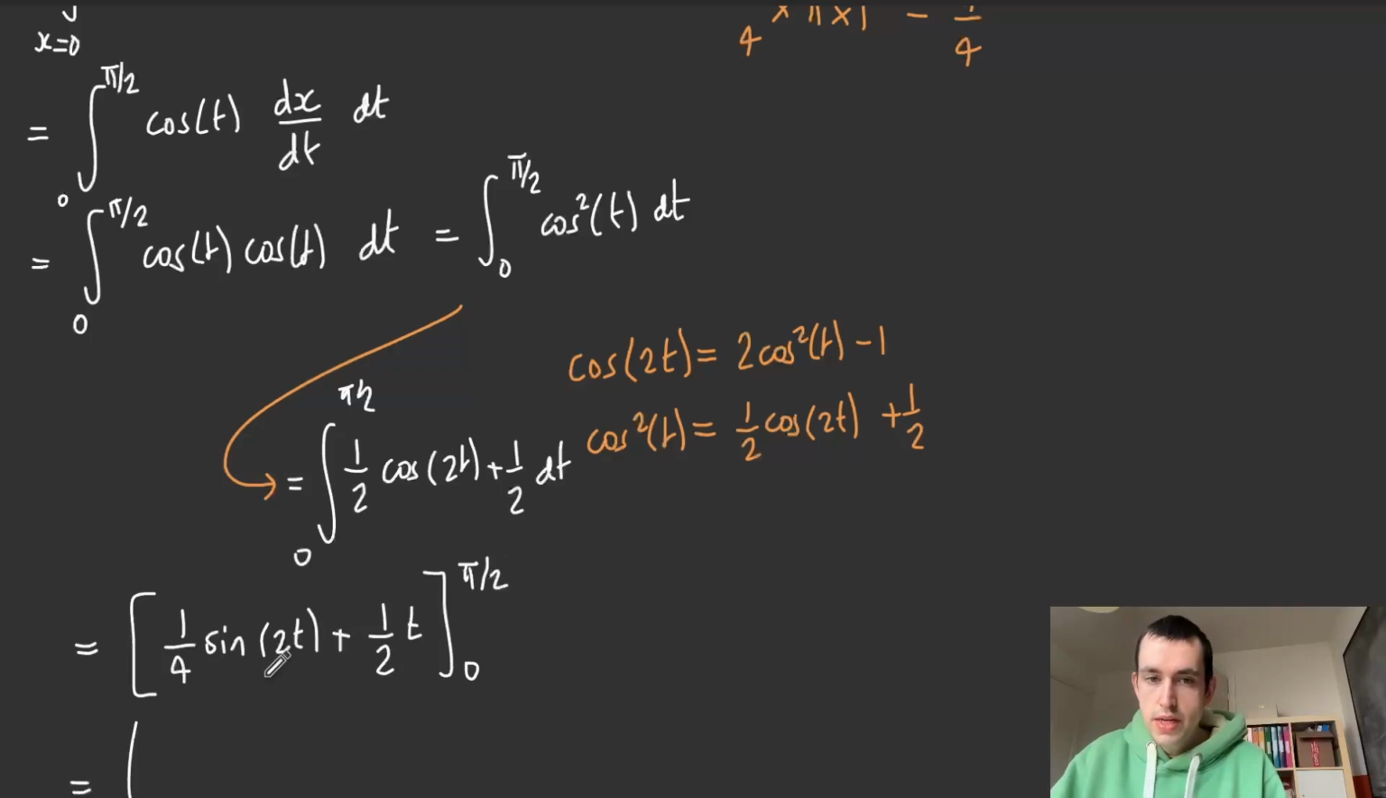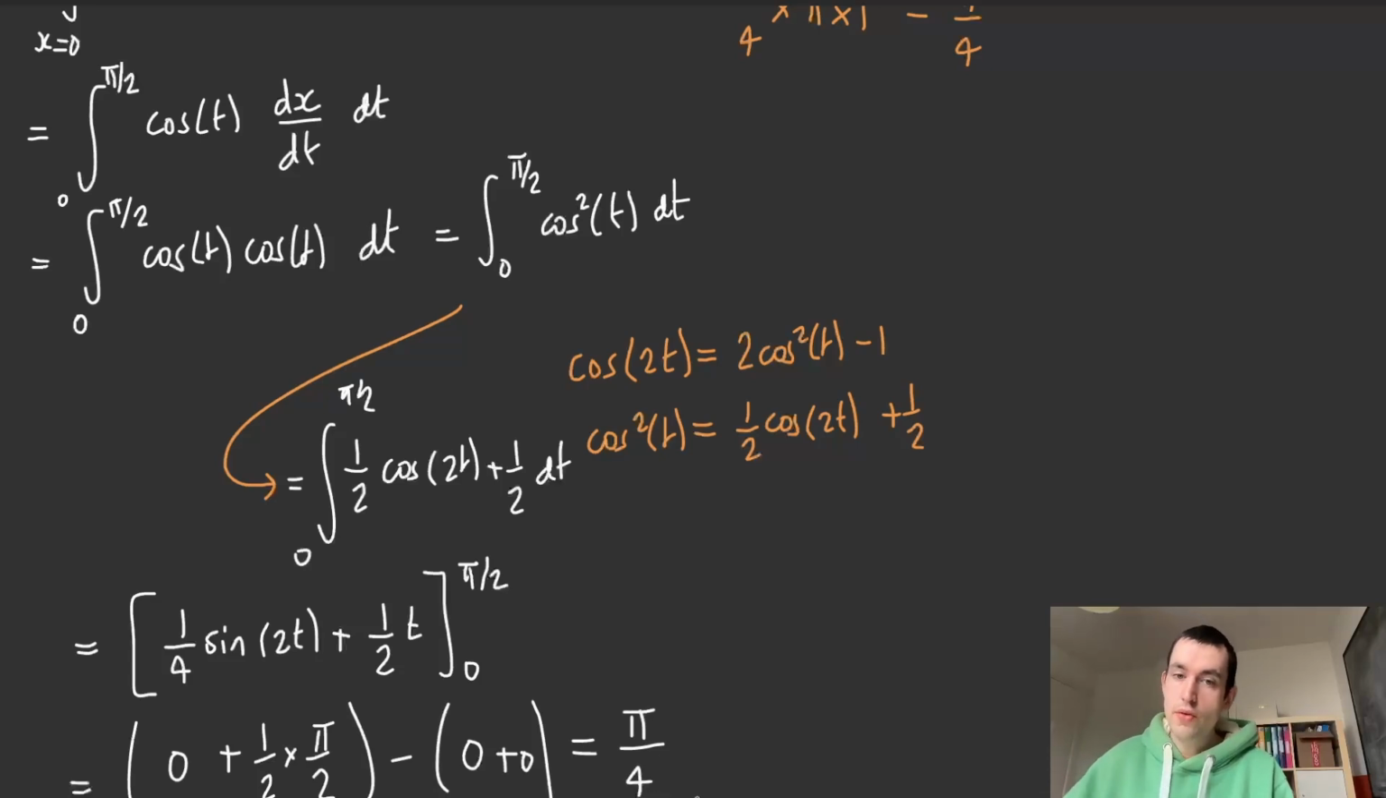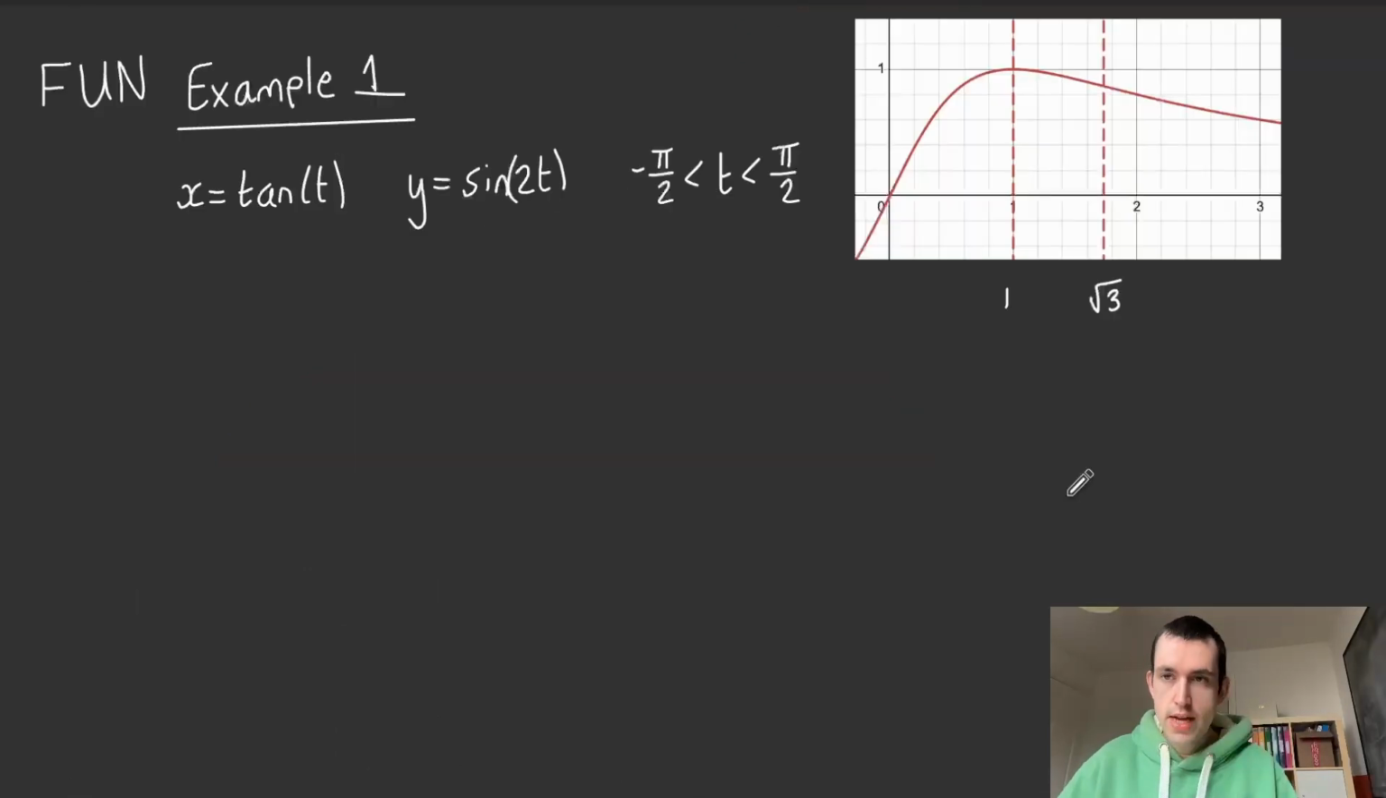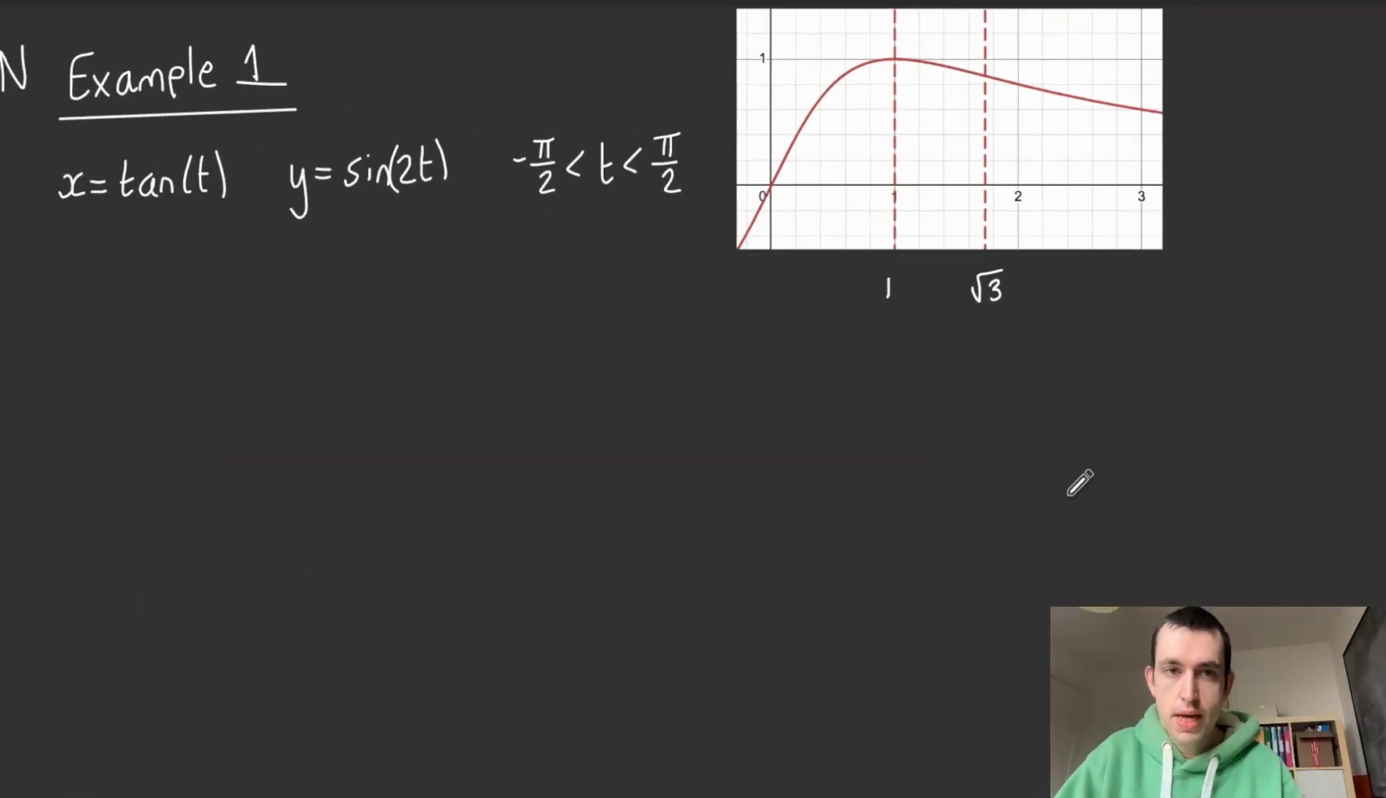If I put pi over 2 in here, that's going to be 0. And then this is going to be half of pi over 2. That seems promising. And if I put 0 in here, I get 0 plus 0, which is 0. And we get pi over 4, which is exactly what we wanted, which seems very, very good. This check shows us that the formula works, and now we can use it for more complicated examples, if that wasn't complicated enough. Okay, here's our first proper example.